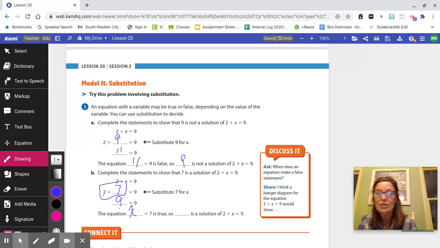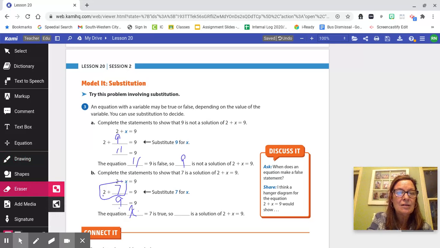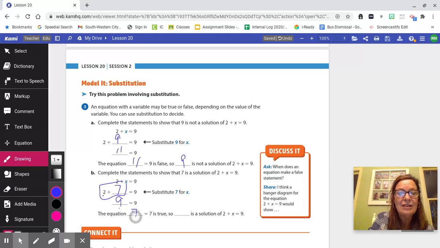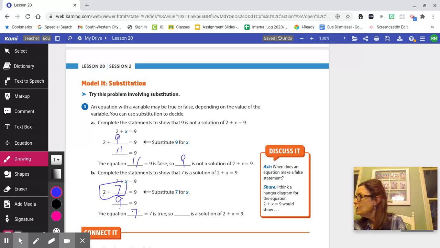I'm sorry, that should be 7. The equation 7 equals 7 is true, so 7 is a solution of 2 plus x equal 9.